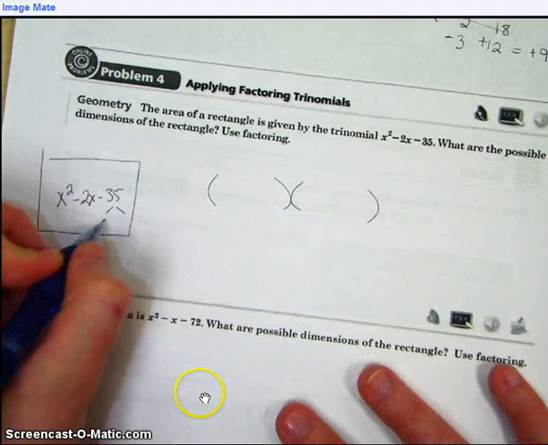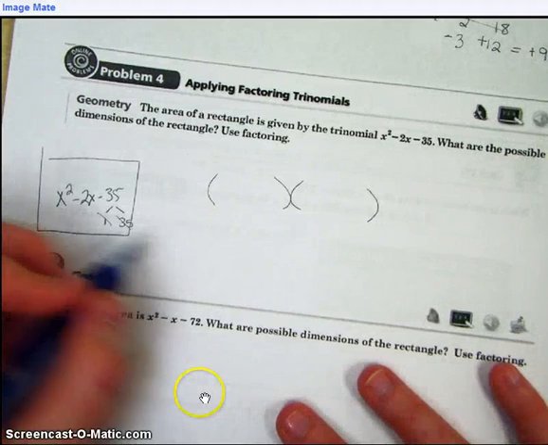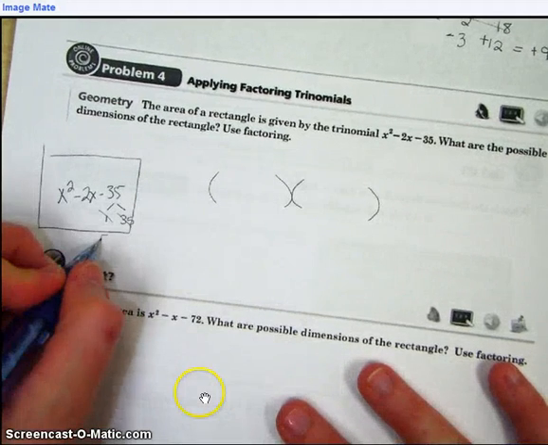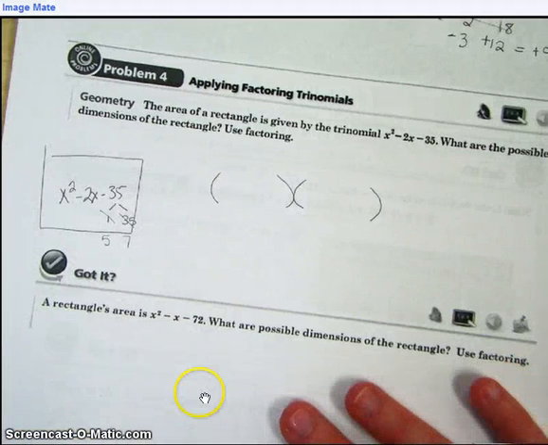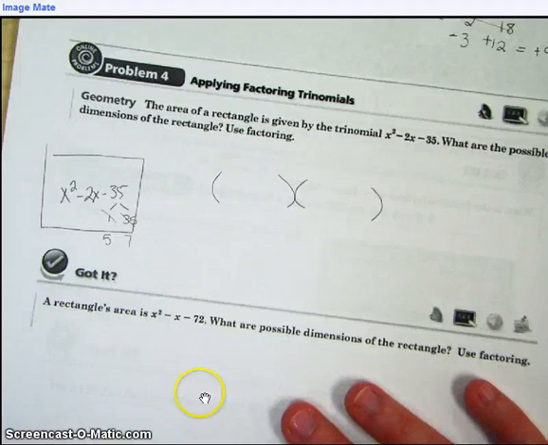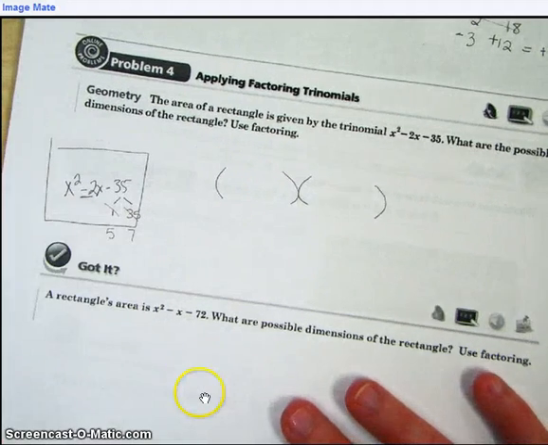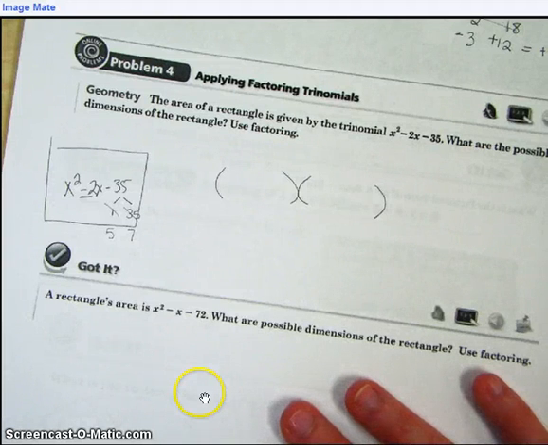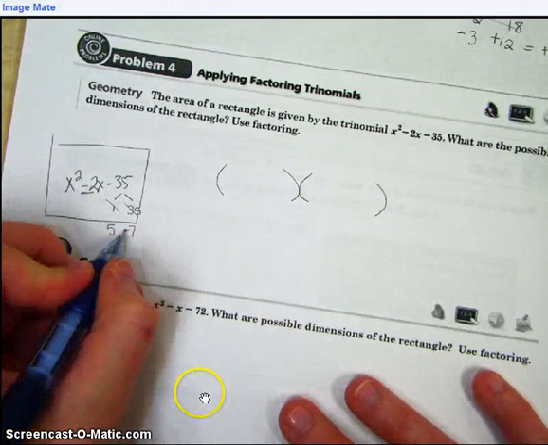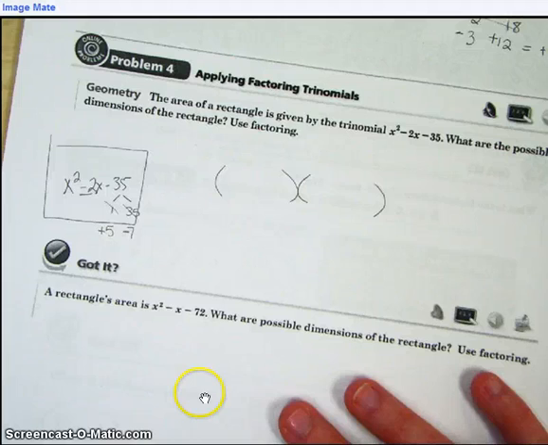What do you guys think? Will 1 and 35 work? No, because we need a 2. What's something else? A 5 and a 7? Could that work? Yeah, we can get 2 out of 5 and 7. Now the question is, we need to get a negative 2. So should the 5 or the 7 be negative? Hopefully the 7. And the 5's a positive. That will give us a negative 2.